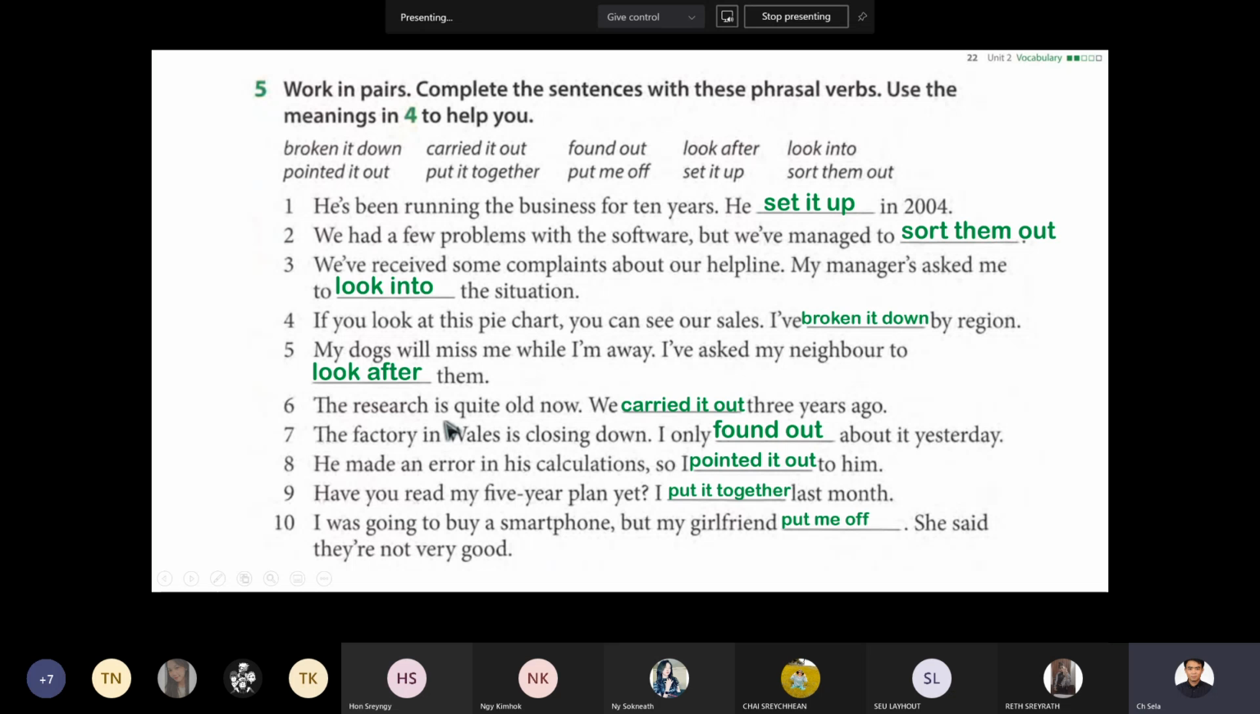Number six, the research is quite old now. We carried it out 3 years ago. Number seven, the factory in Wales is closing down. I only found out about it yesterday. Number eight, he made an error in his calculations, so I pointed it out to him. Number nine, have you read my 5 year plan yet? I put it together last month. Number 10, I was going to buy a smartphone, but my girlfriend put me off. That is not very good.